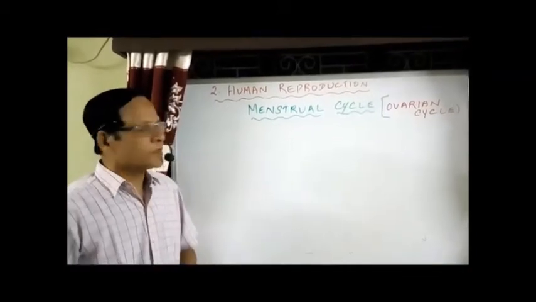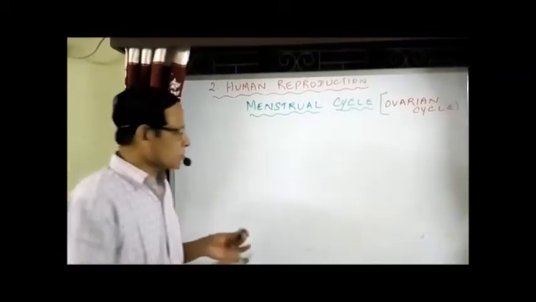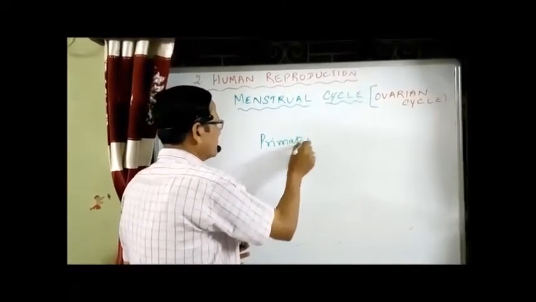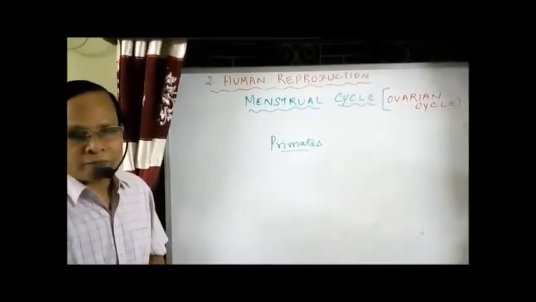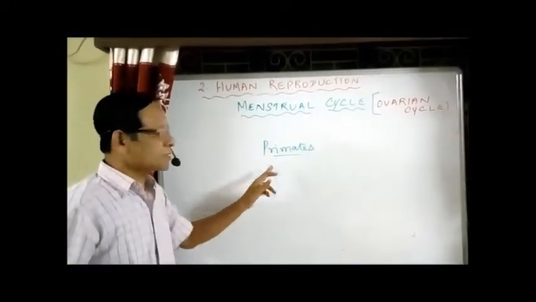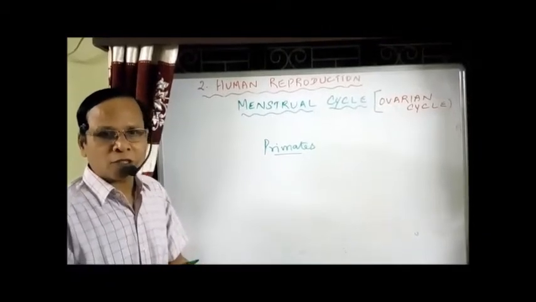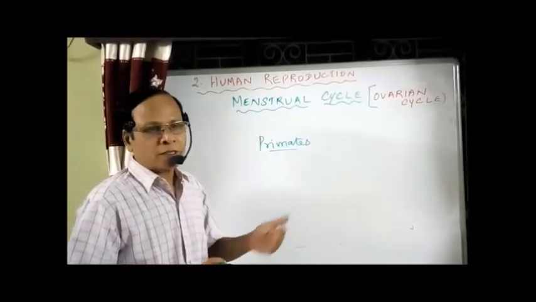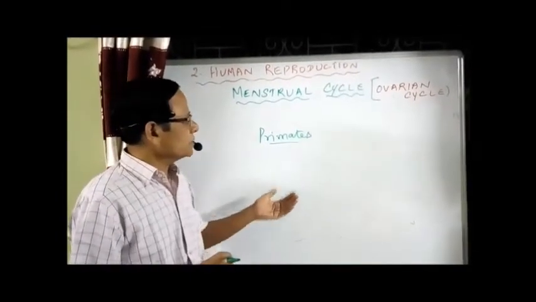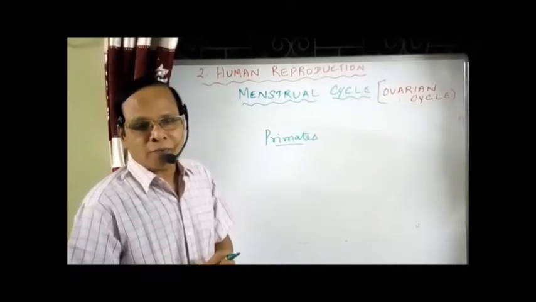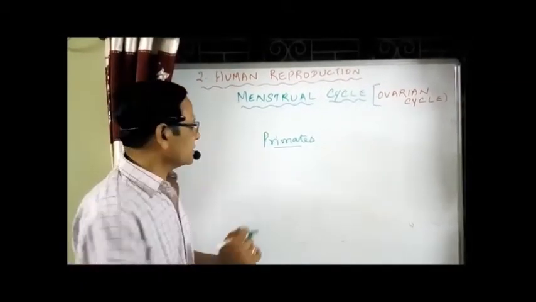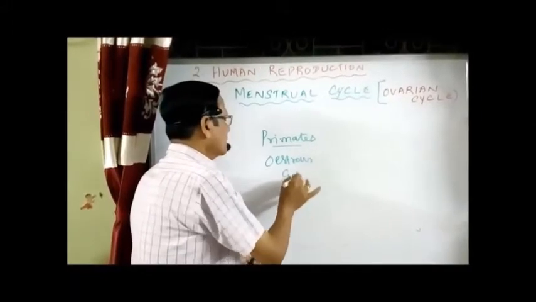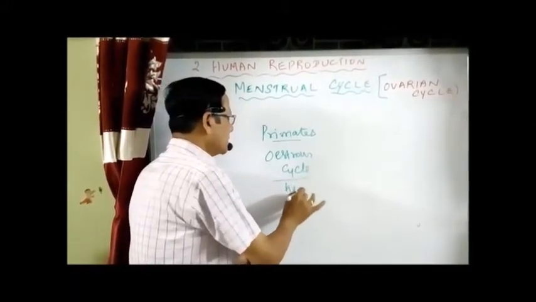Now the menstrual cycle is very common in the case of primates, including humans. Primates, this is a common character. In the case of other mammals you do not see the menstrual cycle. The order primates includes apes, chimpanzees, monkeys, including human beings. In all other mammals, we have a cycle called the estrous cycle, otherwise called the heat period.